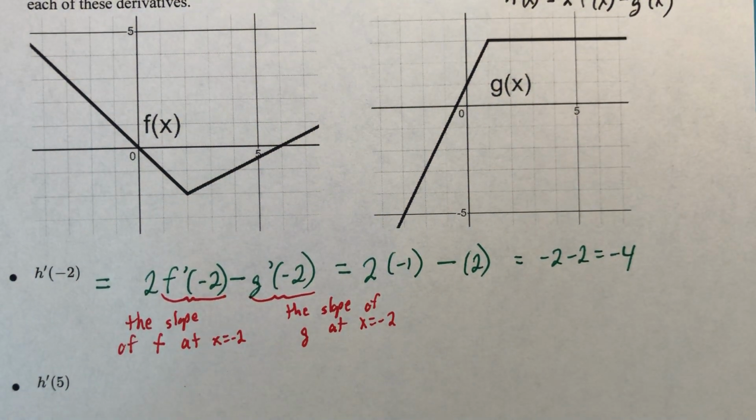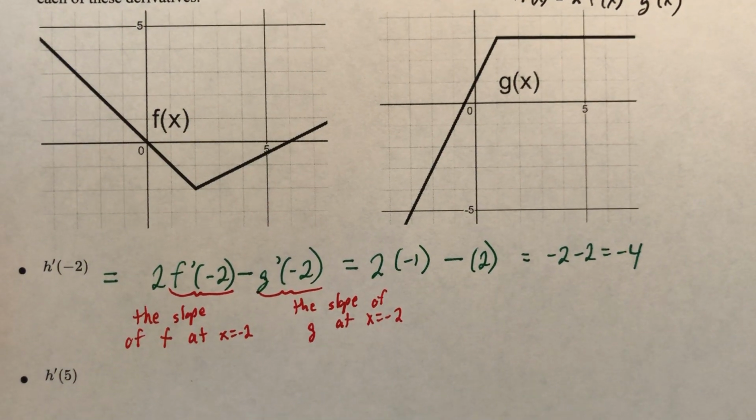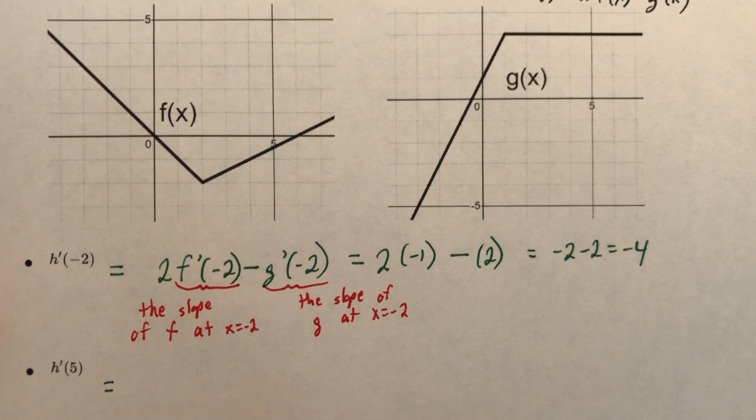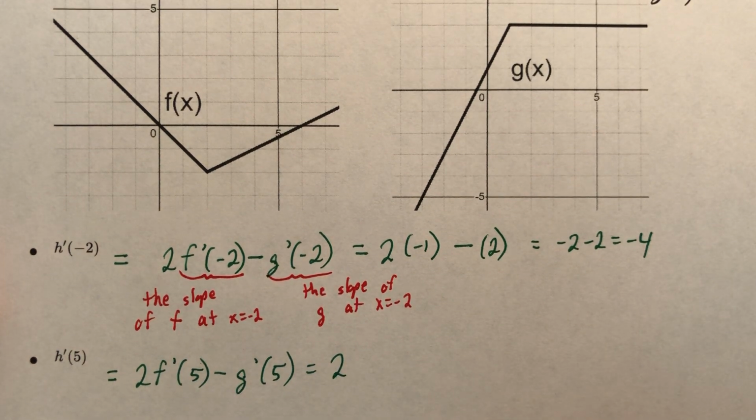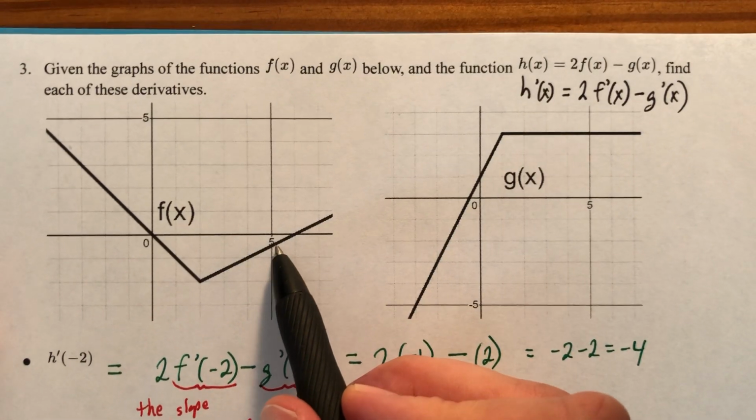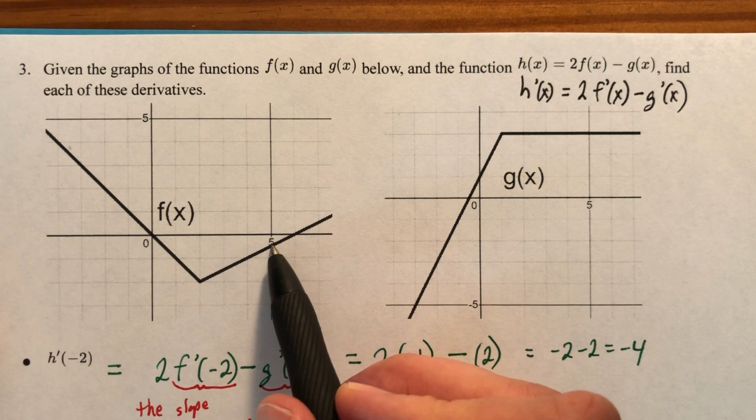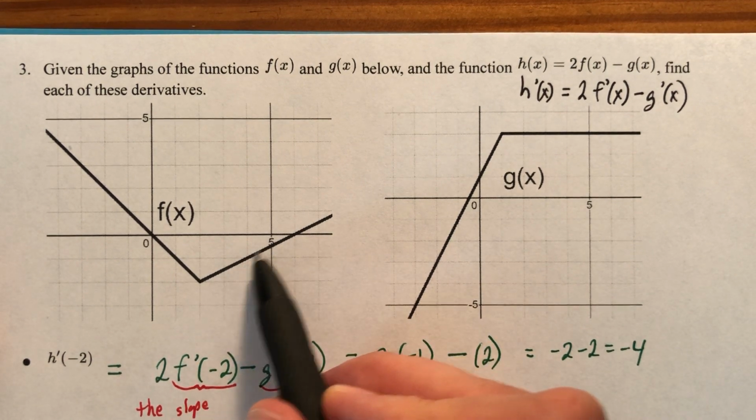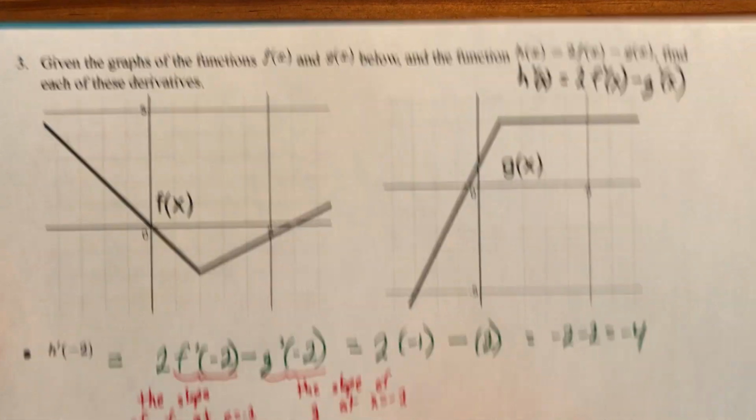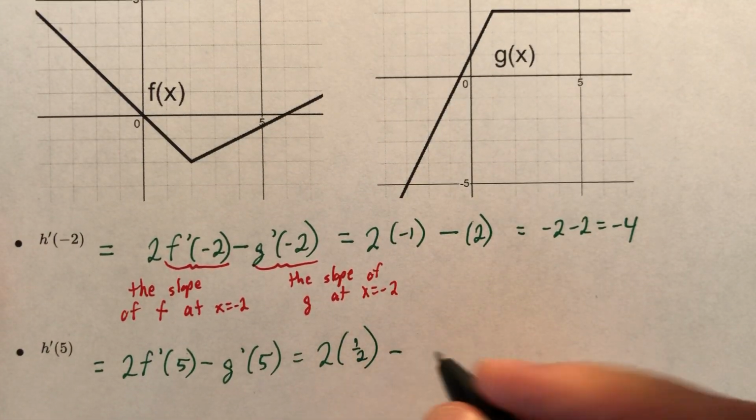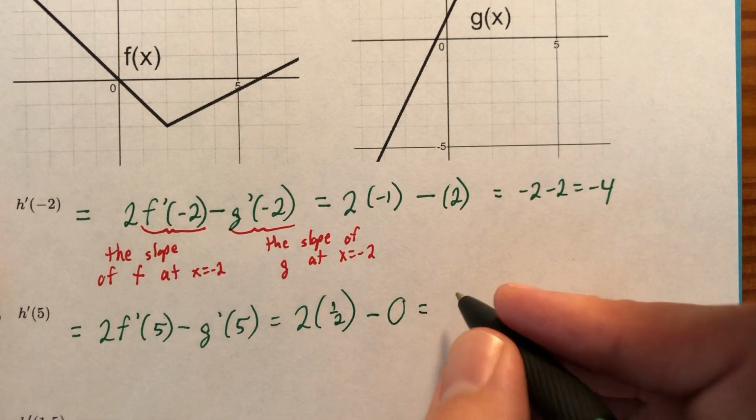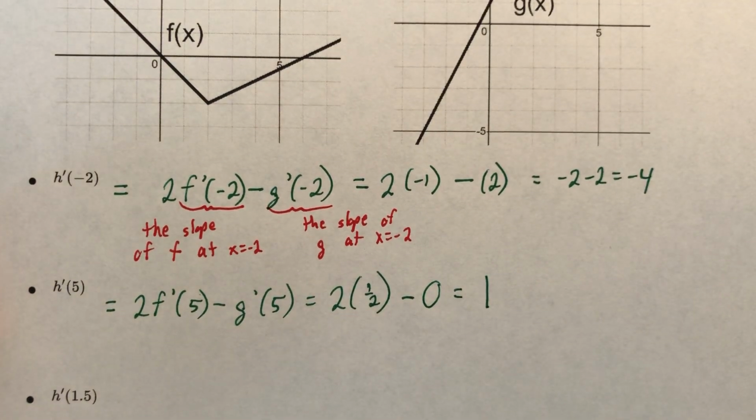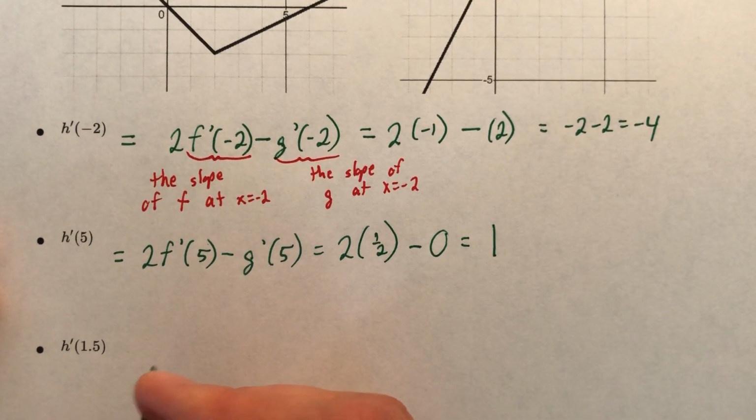Okay, I think we can do the rest of these fairly easily. Let's not switch colors. Don't want to shout at you or anything. 2f prime of 5 minus g prime of 5. All right, f prime of 5. What's the slope at 5? Well, this is a line, and so the slope of this piece of the line is 1/2. Minus g prime of 5. Well, that's just 0. 2 times 1/2, it's just 1. There we go. All right. Yay, fun stuff.